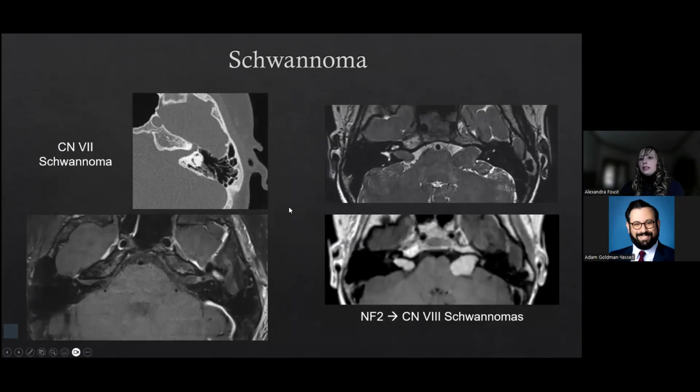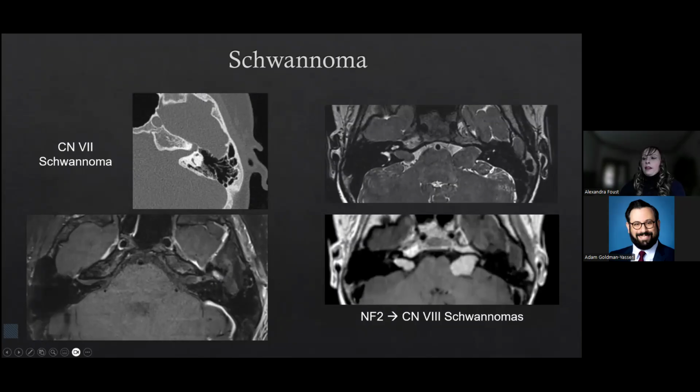All right, some other potential abnormalities to keep an eye out for in the pediatric patient would be schwannomas. They can happen along the facial nerve, or they can happen along the vestibulocochlear nerve. So here's an example of a facial nerve schwannoma on CT. What you're really just going to see is expansion of the facial nerve canal, and then on MR, corresponding abnormal enhancement.